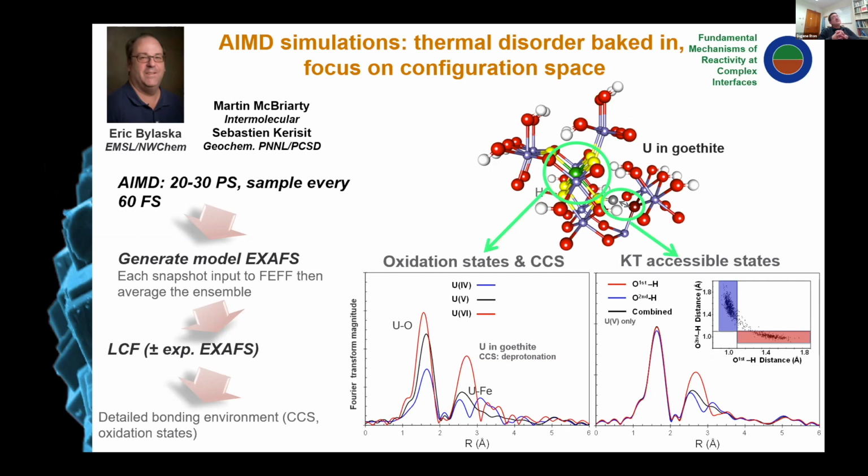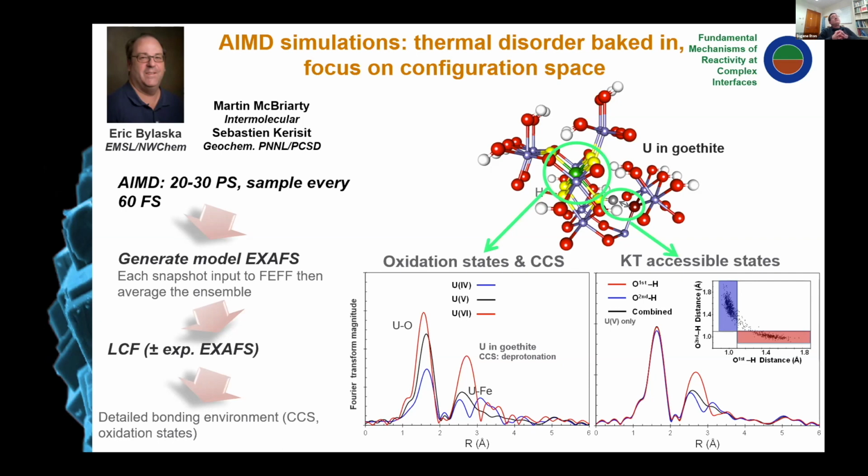You then stick each individual time slice into FEFF, generate an EXAFS spectrum, and then you take the average of the entire ensemble. Okay, and you use that in linear combination fits with other AIMD-generated EXAFS, or you can also mix it up with some experimental EXAFS. And the right is sort of an example.